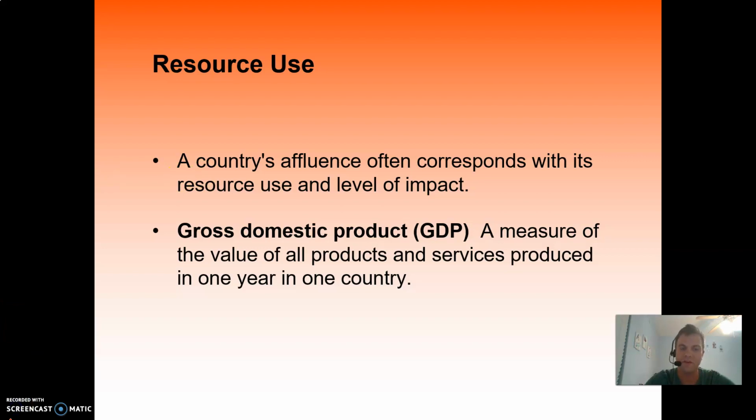So usually we define a country's resource use and its affluence by their GDP. I'm sure you've heard that term before. It's the gross domestic product, and that's a measure of the value of all the products and services produced in a country in 1 year. Usually, the higher the GDP, the more developed we say the country is.